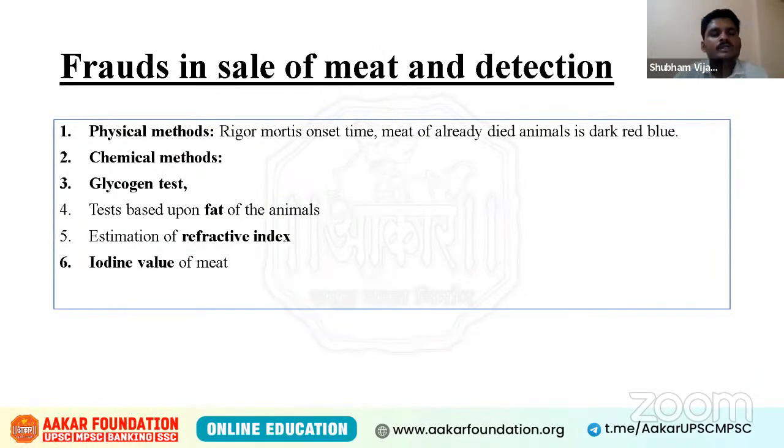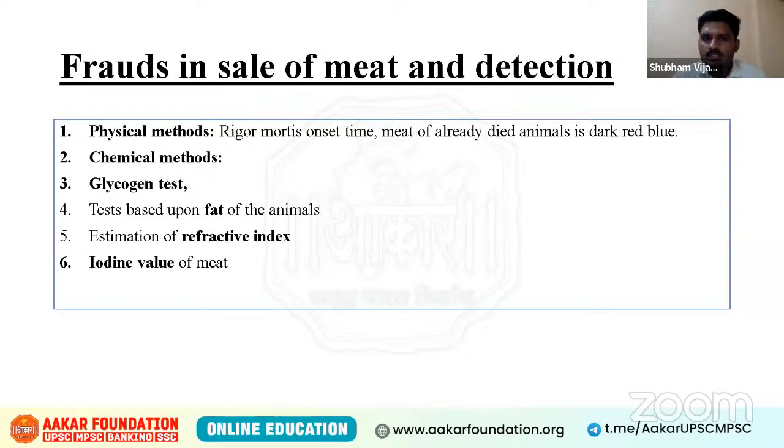Then the next one is the frauds in the sale of meat and its detection. We have seen sale of livestock. Secondly, we have seen sale of milk. Now we are seeing sale of meat. What different methods can be used for detection of such fraud?